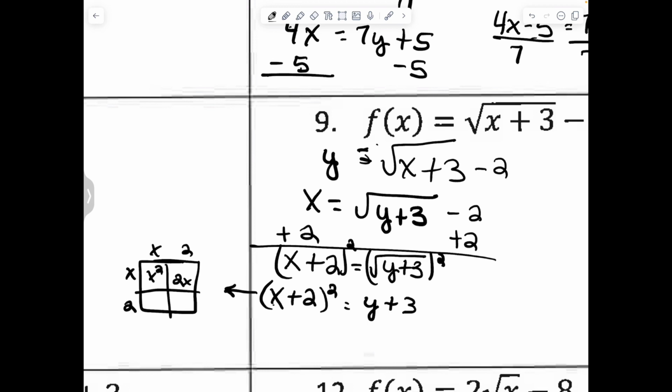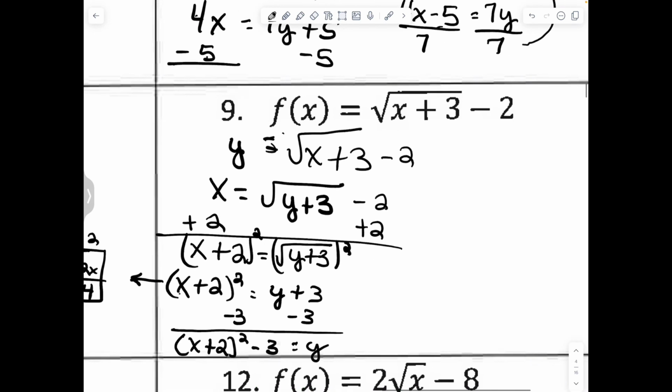And you get x squared plus 4x plus 4. But I don't want to do that, so I'm just going to leave it written as x plus 2, quantity squared. Then we're going to subtract 3 from both sides. I can't subtract into that radical, so it's into that square. So I have x plus 2 squared minus 3 equals y. And if I write that in function notation, I'll have f inverse of x is equal to x plus 2 quantity squared minus 3.